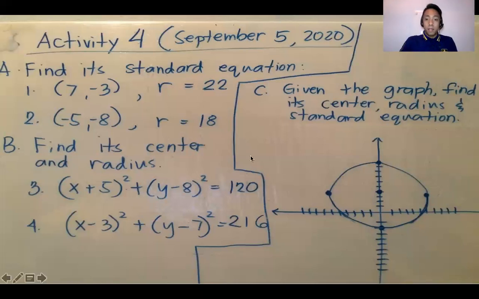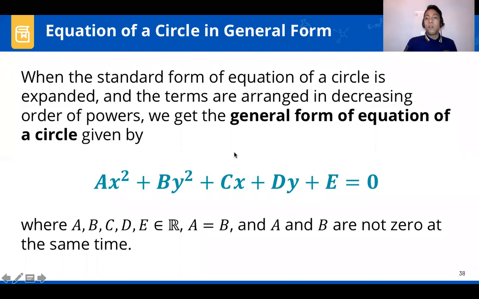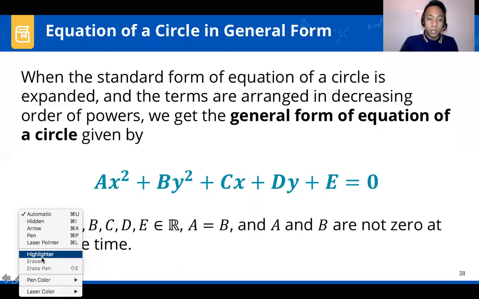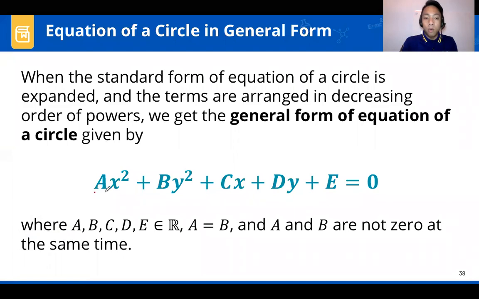Okay. Let's now continue this. This is what we call our general form of equation. Okay? Yung general form, kinuha siya doon sa standard form. So, dito kasi, iniba lang yung mga letters. So, para hindi kayo malito, okay, ako na mismo ang iiba nung equation natin. Okay? X squared plus y squared plus cx plus dy plus e equals 0. This is our general form, okay, of our circle.